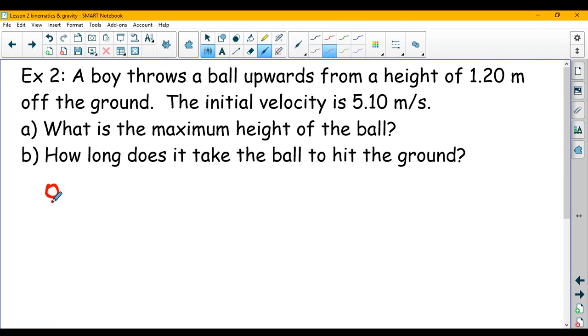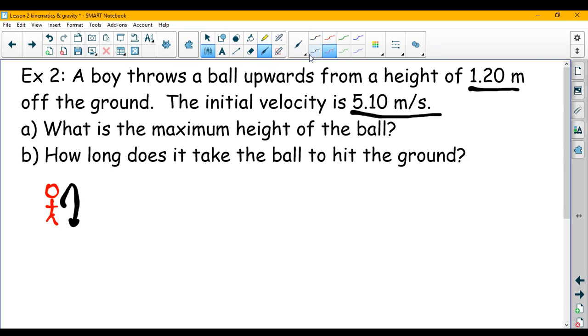I'm a really terrible artist because that's why I teach physics, because art is not my thing. But basically, if you visualize it, the ball is going to go up and down. And I know this initial distance, the distance from his hand to the ground, is this 1.2 meters. And I know when it leaves his hand, it must be going at 5.10 meters per second, because that's what it says in the question.